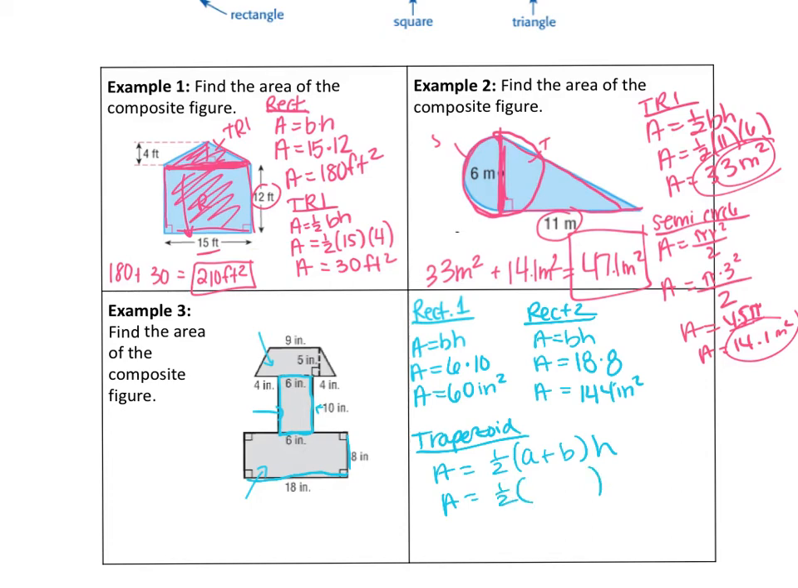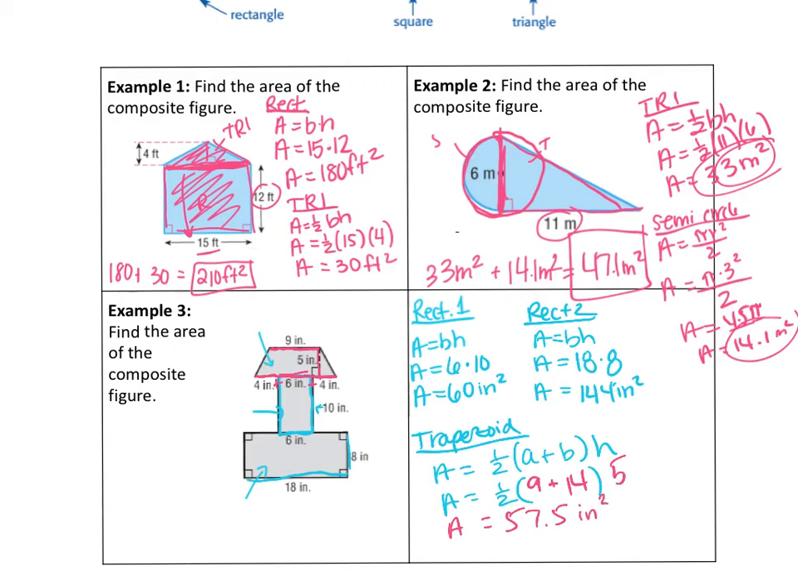So let me use a different color. A would be the top of the trapezoid, which is 9, plus B would be the bottom of the trapezoid. So we have to do some addition here. We know this is 4, we know this is 4, we know this is 6. So 4 plus 4 plus 6 is 14. So 14 is the other base, and then times 5 is the height. So you end up with 57.5 inches squared.